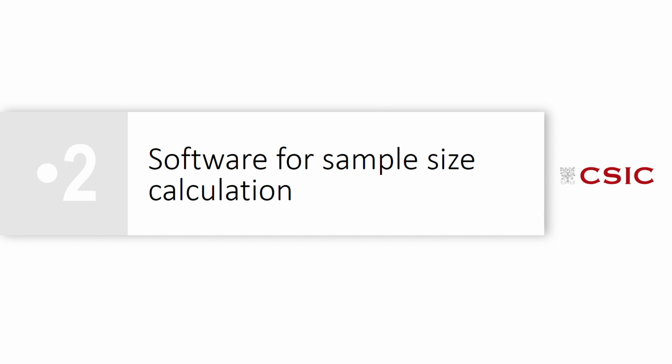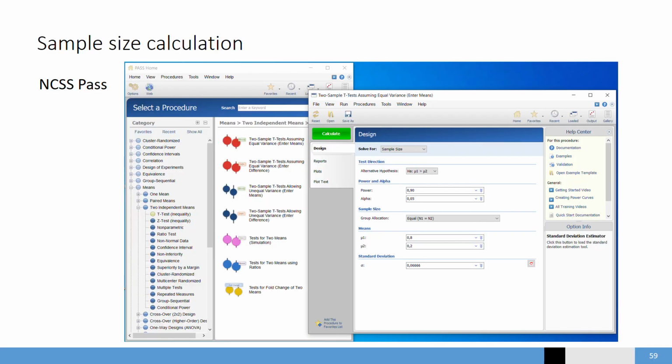So let us now go for the software that we can use for calculating the sample size. I will present a couple of them. The first one I will just mention is NCSS, that is the company, PASS, that is the name of the software. And this software asks the kind of questions that we expect: what is the power, what is the alpha, what is the mean of each one of the groups.